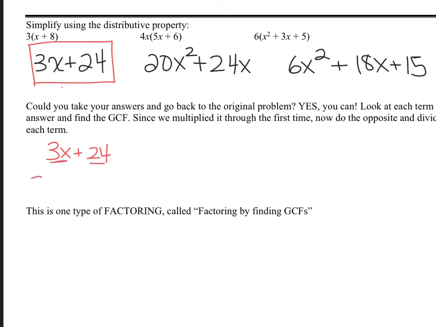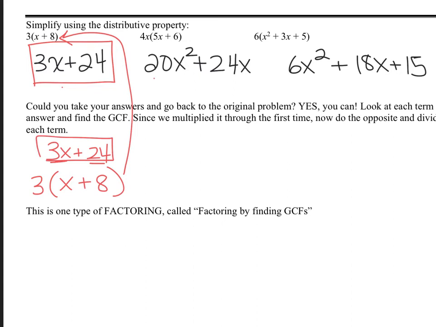So if you think about it, I can put the 3 down. Now if I divide each of these terms by 3, I'm going to be left with x plus 8. And if you look, that's exactly what we started with. Okay, what we just did there is we factored 3x plus 24 into 3 times x plus 8.